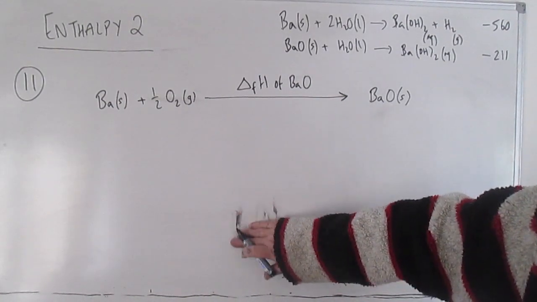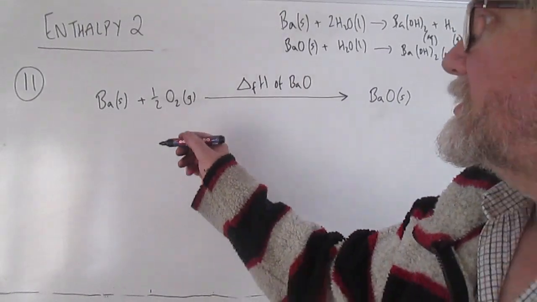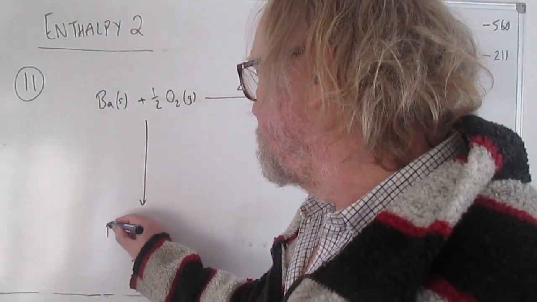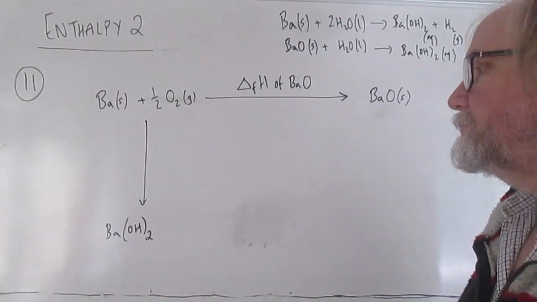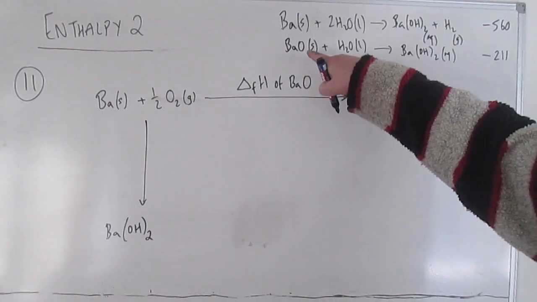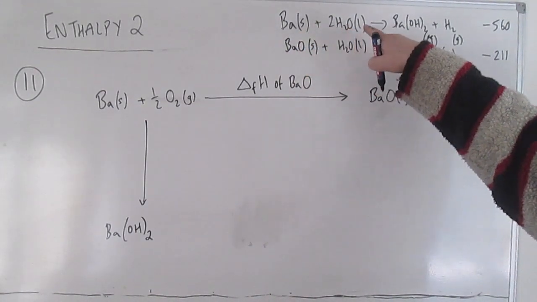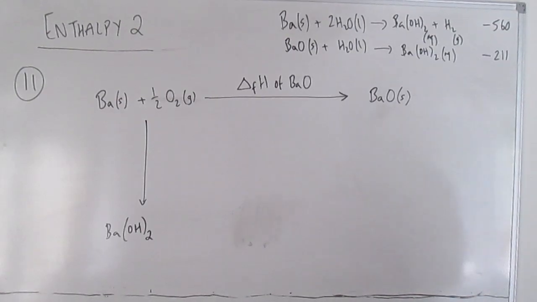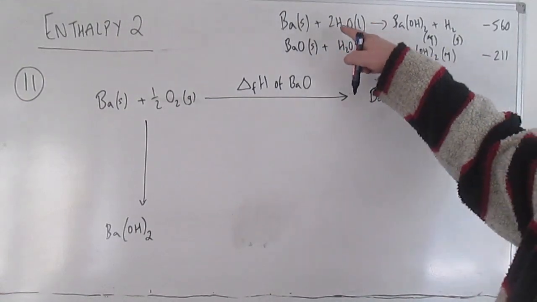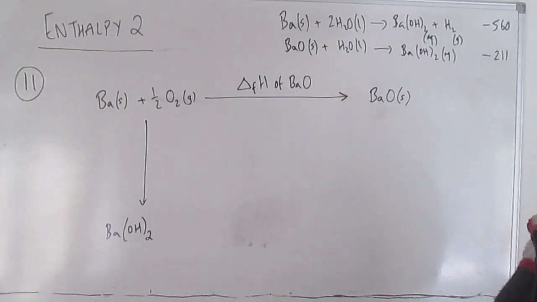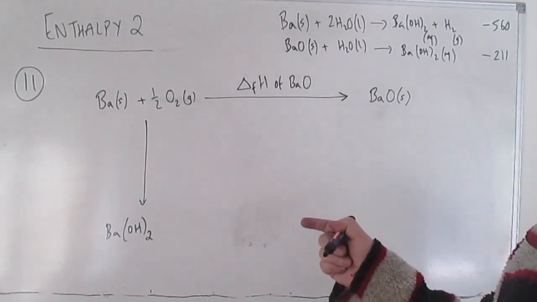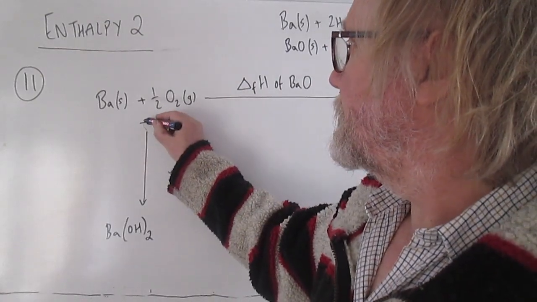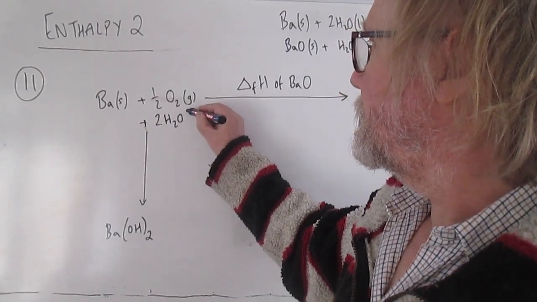So what we're going to do is to separately put those two reactions on. So we've got this one going to form barium hydroxide. So we've got delta H for barium reacting with water to form barium hydroxide plus hydrogen is minus 560. Now the problem is that in order to do that we have to put two H2O's in, because that's what we need to balance the equation. So that means that we'll have to add two H2O's here.